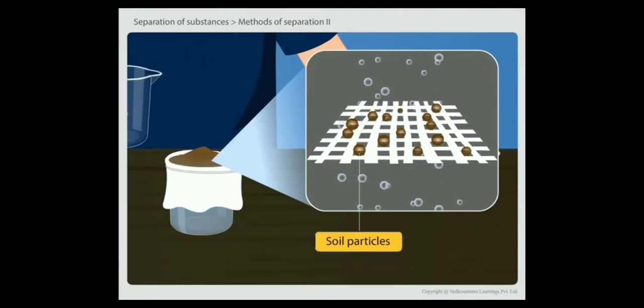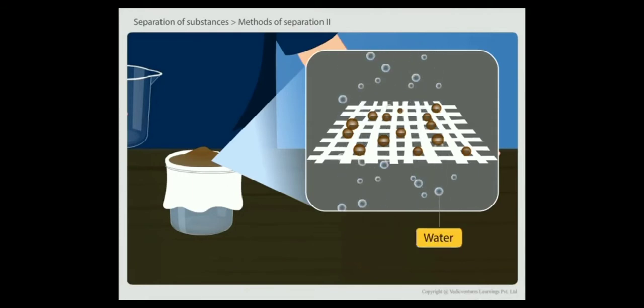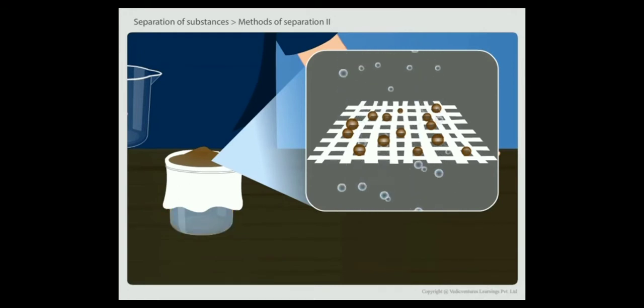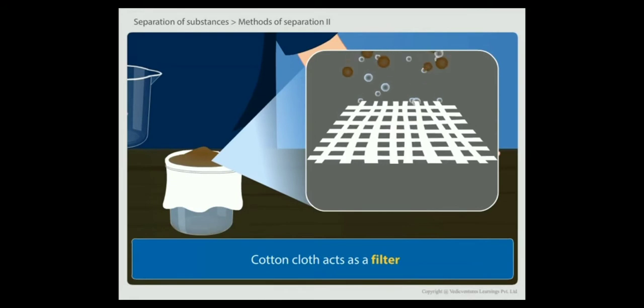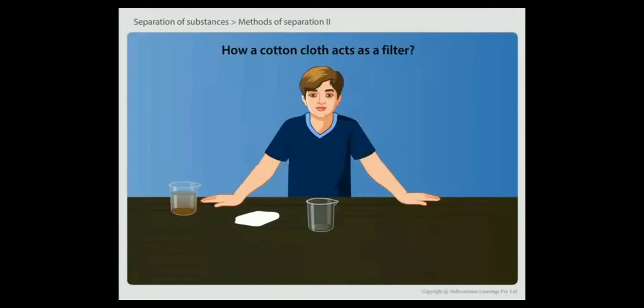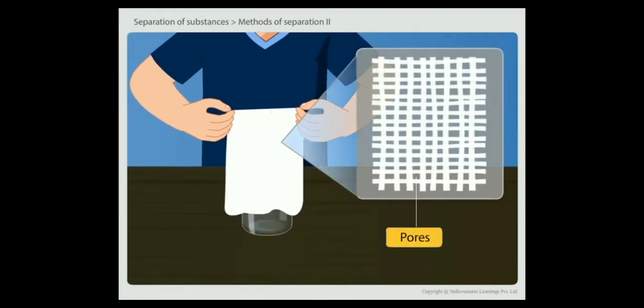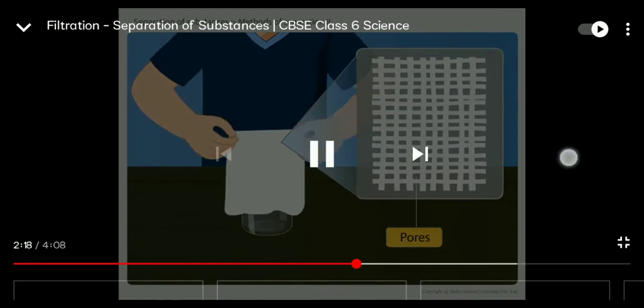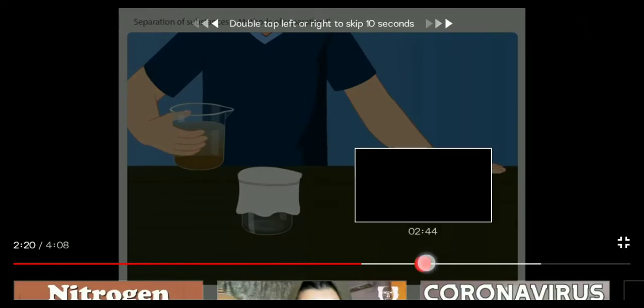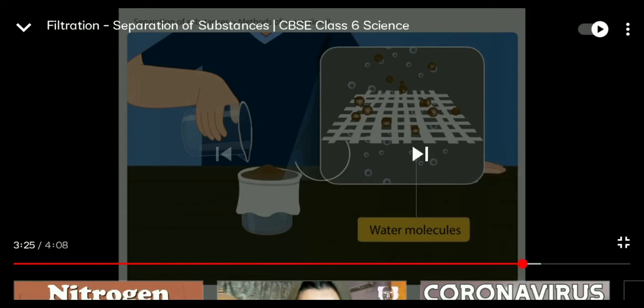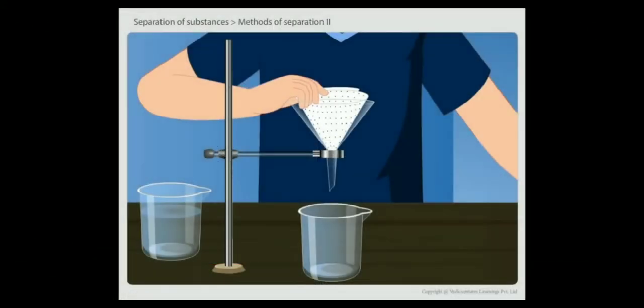As you can see in the video, the solid particles are being obstructed on the upper surface of the cotton cloth, because the cotton cloth also has mesh-like structures which create hindrance in the passage of the solid particles, whereas the water molecules can easily pass through it and the clean water is being collected in the beaker. So student, here the cotton cloth acts as the filter. So this process we can use in the household.